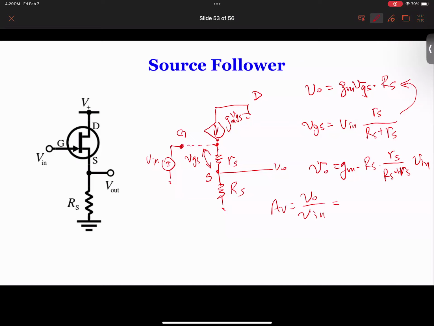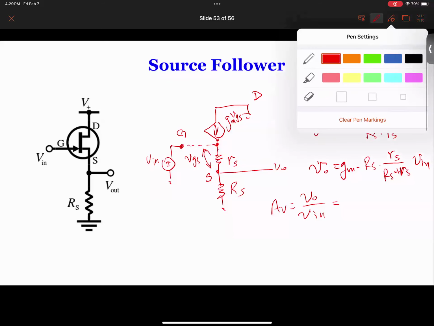hold on, give me one second. R_in is equal to, oh yeah. Yes, somewhere I'm missing something here. V_GS is, yeah, this is totally wrong.